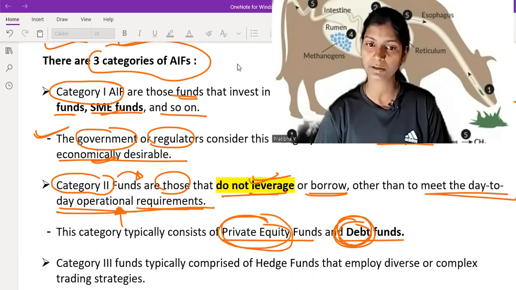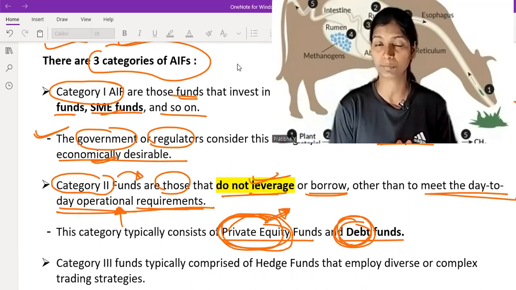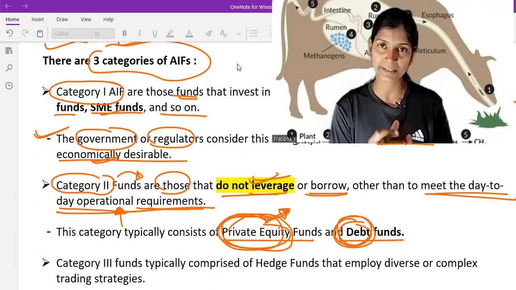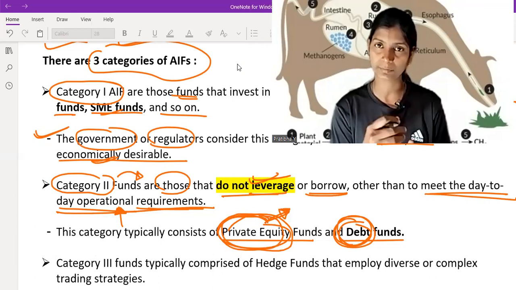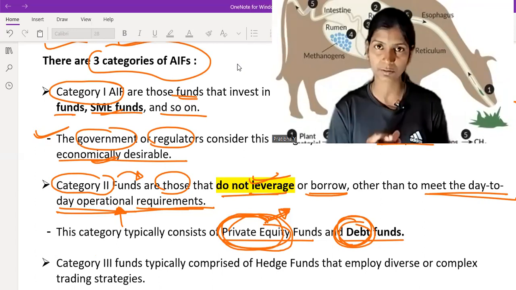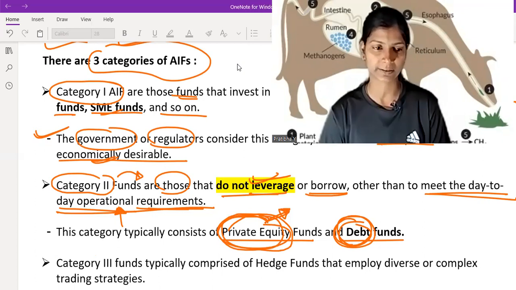If companies take debt or give their equity, it is because they would otherwise suffer many problems and could not conduct their day-to-day activity. That's why these types of funds take debt, or exchange their equity, for conducting their day-to-day activity. So these types of funds fall into this category.